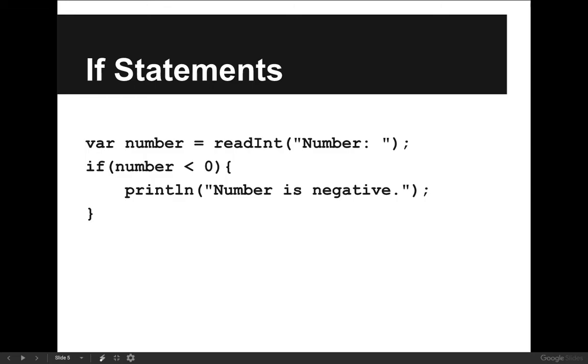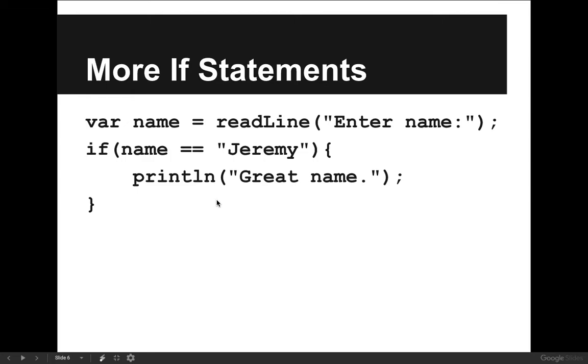So if number is less than 0, that evaluates to a true or false statement, and then we can print the value based on that. Another comparison operator is the double equal sign.